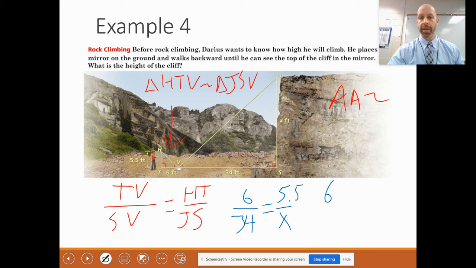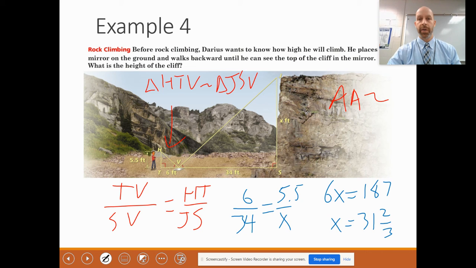I'm going to use my calculator to help me do that. So 6 times X is 6X, that's easy. But now I need to do 34 times 5.5. I don't know what that is off the top of my head. Turns out to be 187. So now we just need to divide that by 6, and I get 31 2/3 feet. So X is 31.667 feet.